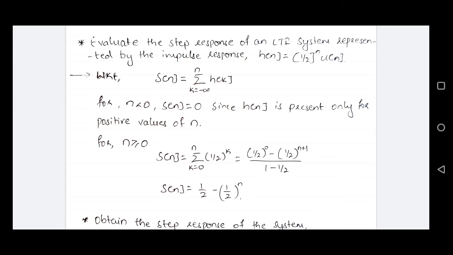Therefore, for n less than 0, the step response will be equal to 0, because the impulse response h of n is present only for positive values of n. And for n greater than or equal to 0, the step response is redefined as the summation from k equals 0 to n of half to the power k. Using the standard geometric series formula, it will be half to the power lower limit minus half to the power upper limit plus 1, divided by 1 minus half. If we simplify this, we get the step response as half minus half to the power n.